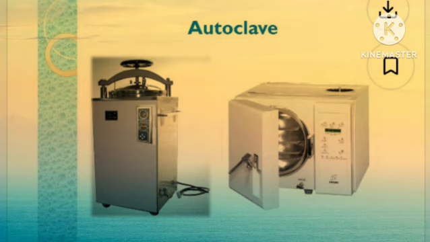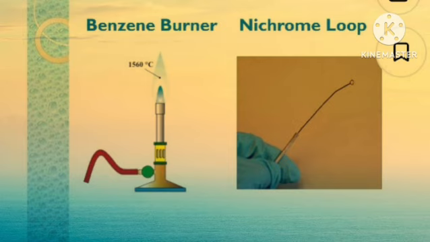Next, the autoclave. The autoclave generates high-pressure steam at 121 degrees centigrade to sterilize growth media, glassware, and hazardous biowaste by denaturing microbial proteins. This is a sterilization and biosafety instrument. The autoclave normally runs at 121 degrees C for 15 minutes.